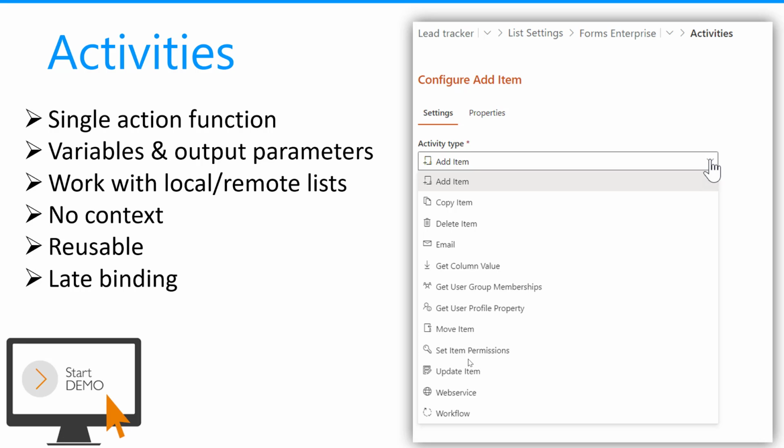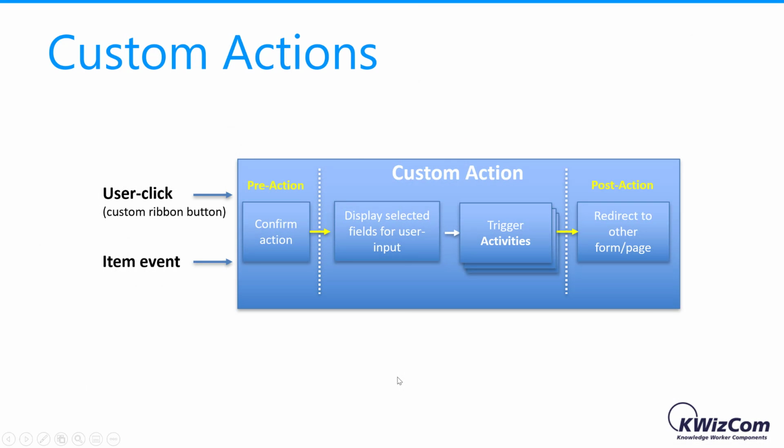An activity is a single task that has no context, such as add item or copy item, send an email, get user profile property, or set item permission, all the actions that you see here. You can look at each of these activities as a function. It gets variables, and it may also return a value that you can use in another activity. And they're also reusable.